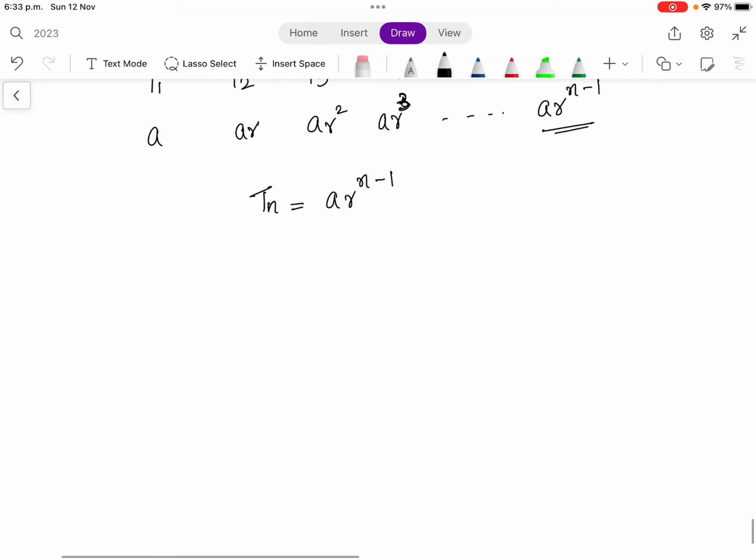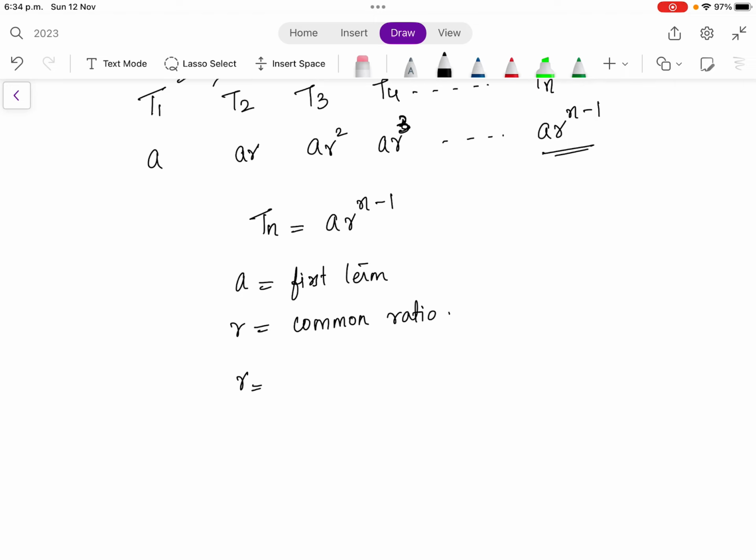Okay, so what you have, a is equal to the first term and r is called the common ratio. Okay, the common ratio, why it is called a common ratio is because that is the value which you multiply the previous term by so that you get the next term. So how will you find the common ratio? The common ratio can be found by dividing any two terms.